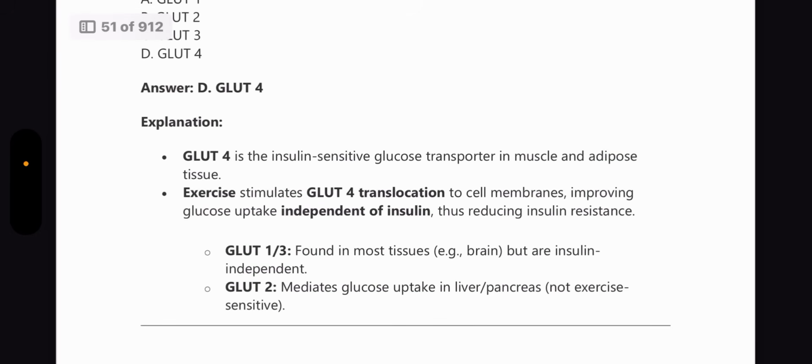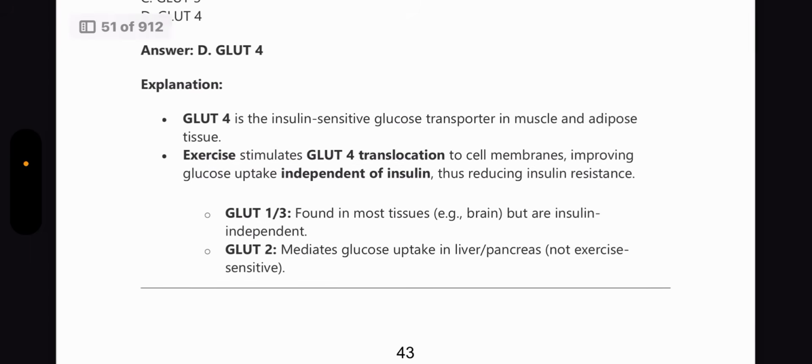Other GLUTs are also important. Please go through them. Also the SGLT2 and SGLT1, again important.